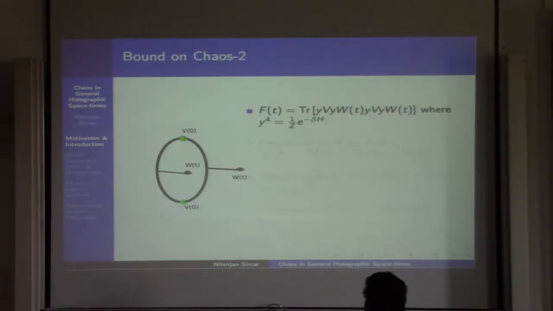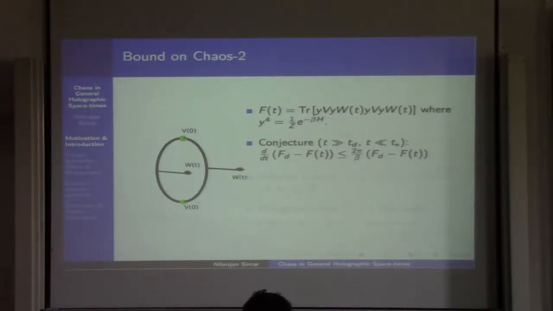There is another related function, F(t), which is a particular reordering of this. It is related to C(t), but we take a particular ordering. We do a thermal average with the thermal partition function and insert the operators in a typical way in this trace. The conjecture is more rigorously put in terms of the rate of growth of this function. They say that at time scales much greater than the dissipation scale, when all these two-point functions have decayed, and much less than the scrambling time, the rate of change of F(t) beyond this time scale is bounded by this number.